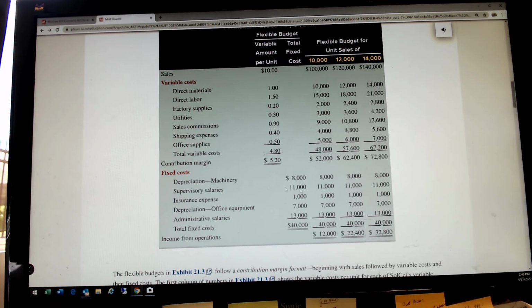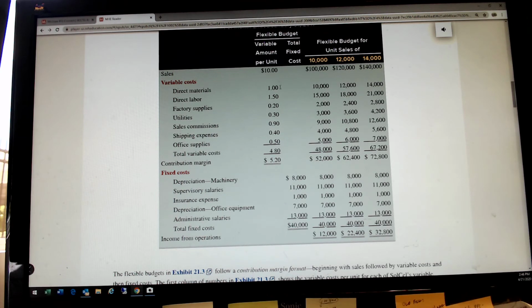We do not do that with fixed costs. Fixed costs are just fixed. There isn't a per unit amount. They're fixed. Once I get the per unit amount, and I know what the fixed costs are, can I determine what my sales should be at 12,000 units, what my variable costs should be at 12,000 units, and what my fixed costs should be at 12,000 units? Absolutely. 12,000 units at $10 a piece for sales. Sales should be 120,000.